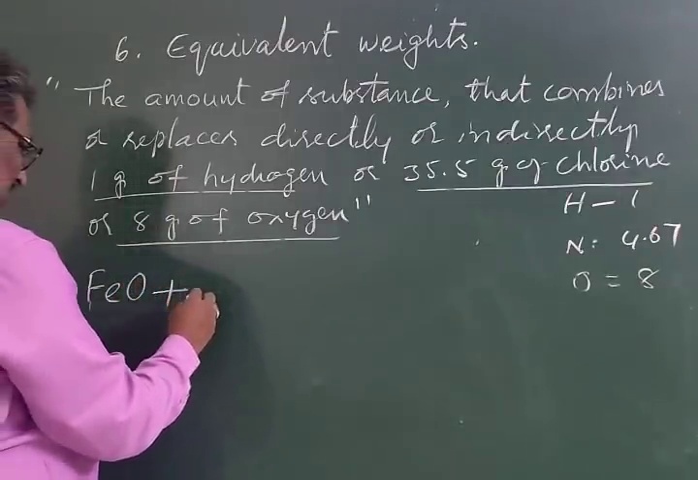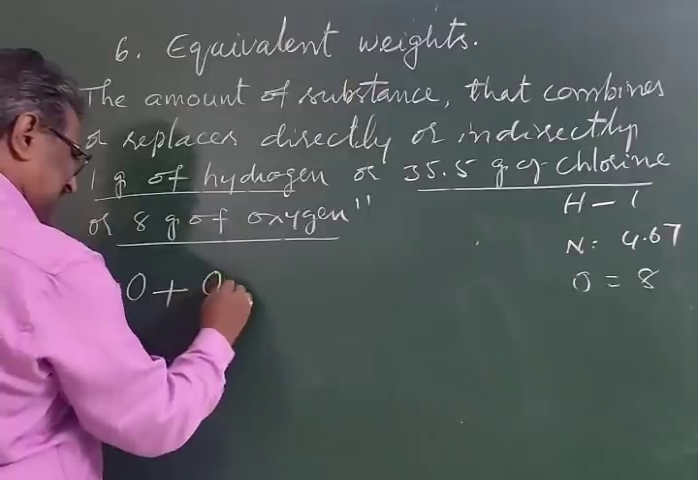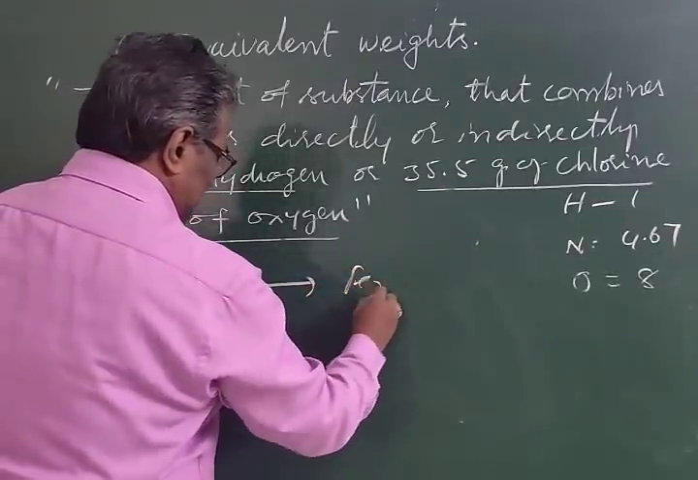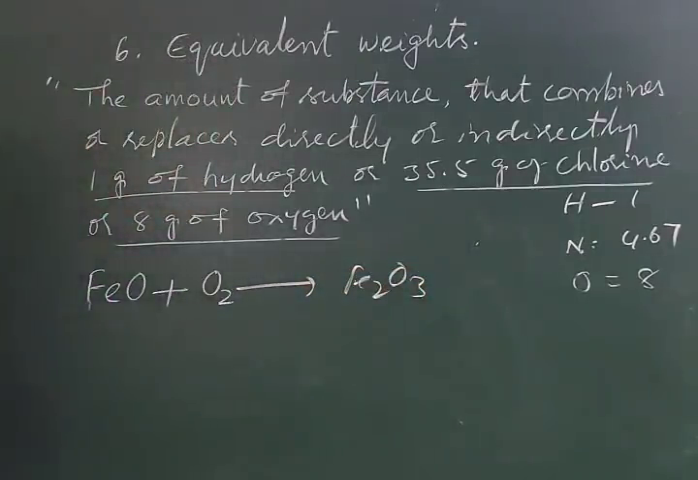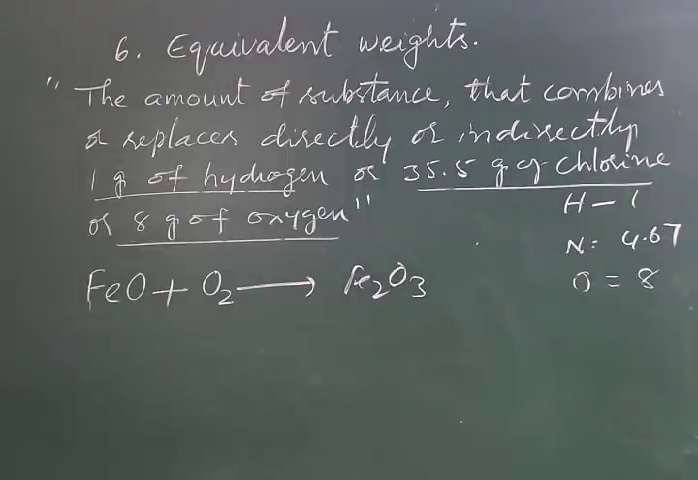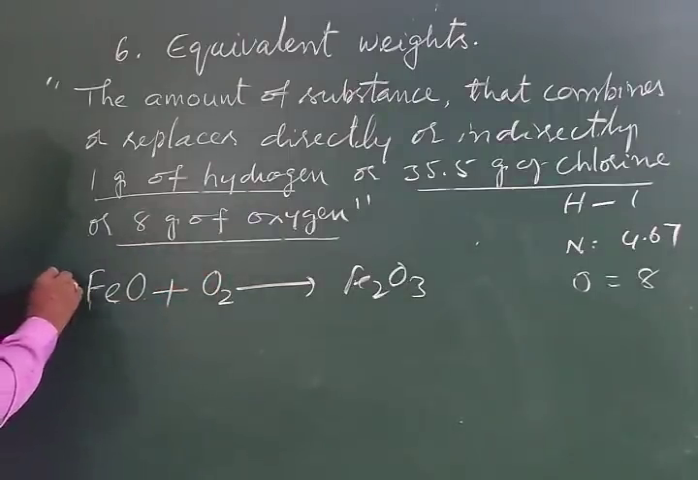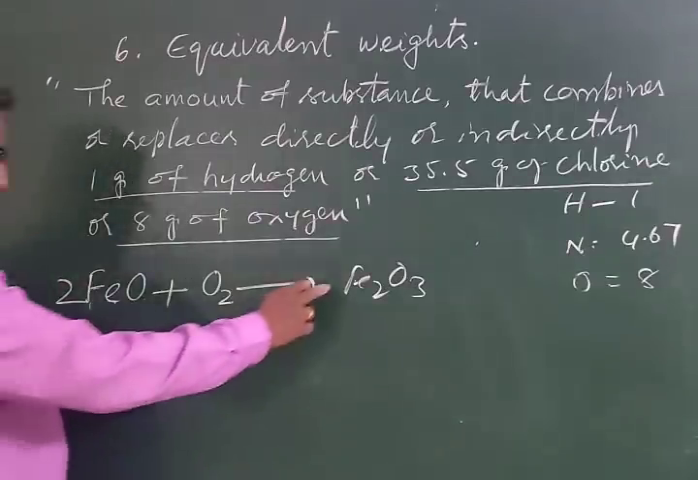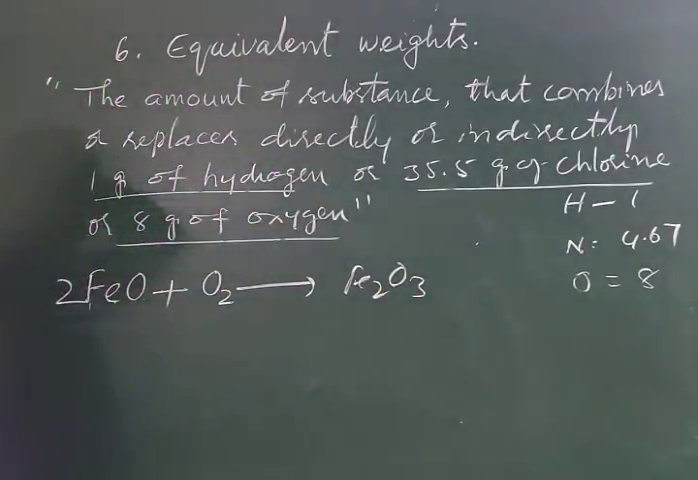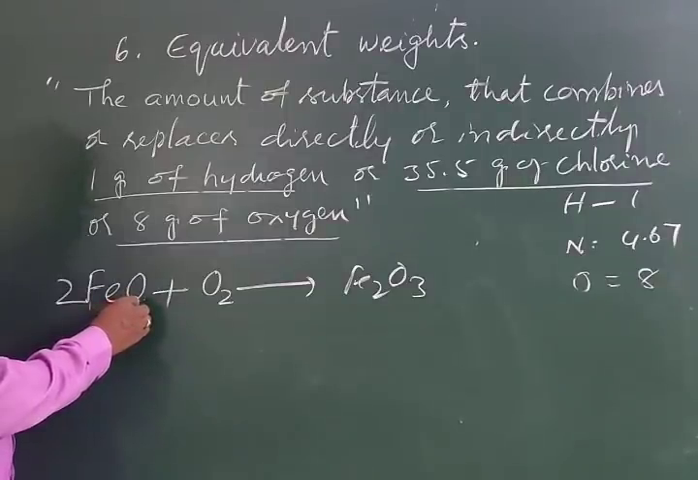FeO on strong heating with oxygen gives Fe2O3. Ferrous oxide on strong heating with oxygen gives ferric oxide. Ferrous oxide combines with oxygen. Here iron is 56 and oxygen. But let us balance this equation first. 2FeO gives rise to Fe2O3, plus oxygen. How much oxygen is to be added here?